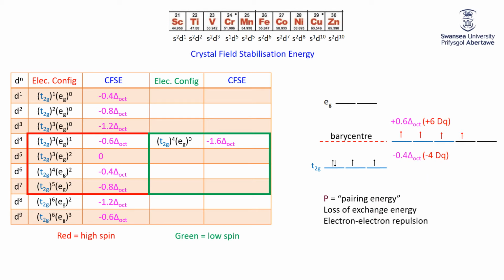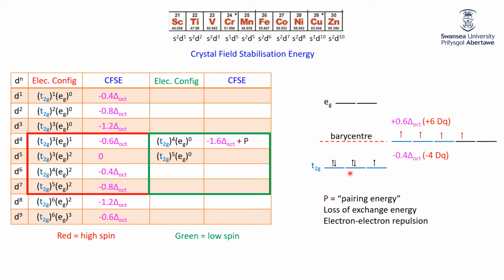And of course, we've also got some electron repulsion going on. So this pairing energy is actually a destabilization, so we've got to incorporate that here. So the crystal field splitting for a low spin d4 is minus 1.6 delta oct, which is of course wonderful, but plus this pairing energy.